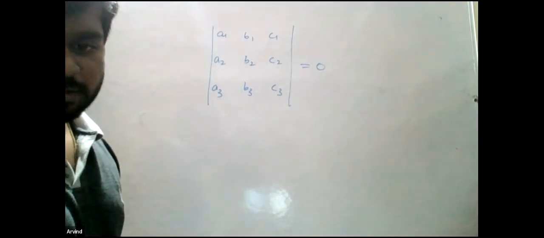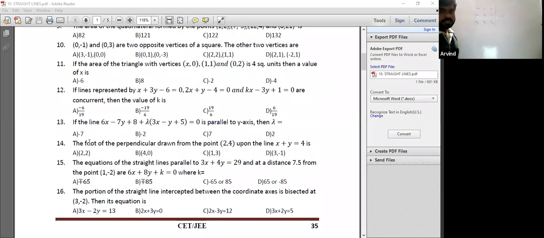In this question, let's take this question. x plus 3y minus 6 equal to 0, that's the first equation. The second equation is 2x plus y minus 4 equal to 0. The third is kx minus 3y plus 1 equal to 0. If the three lines are concurrent, then you have to find the value of this k. So you have to use this formula.